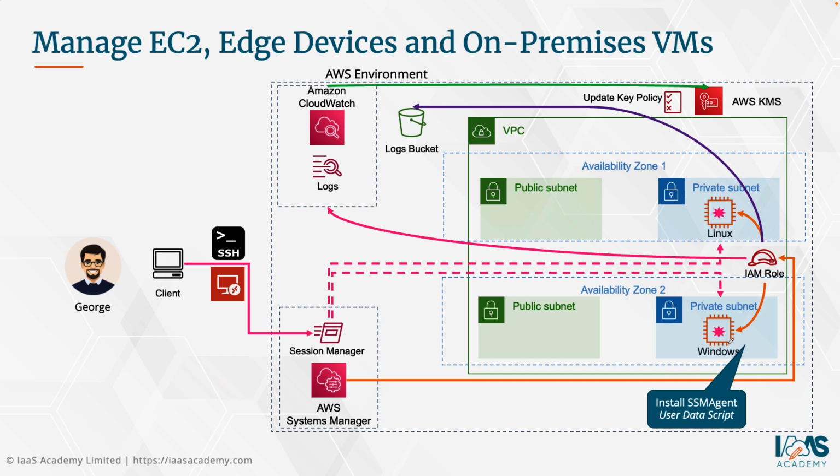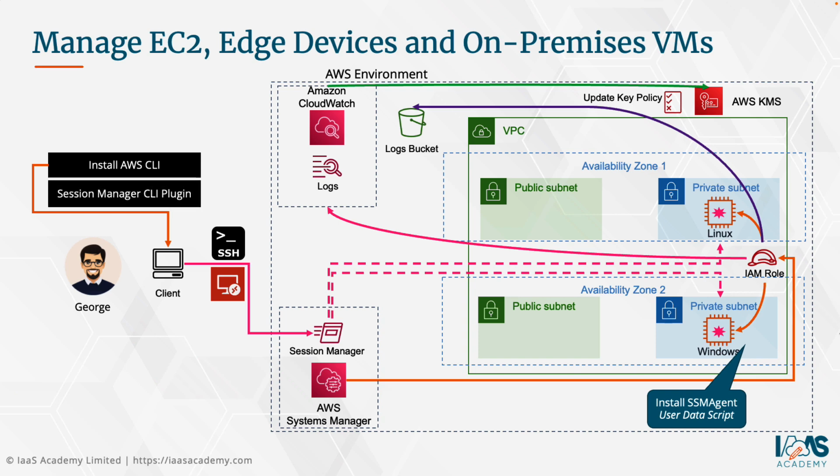Now, on your local machine, you will need to install a couple of tools in order for this all to work. The first one is you'll need to install the AWS CLI on your client machine. That can be for your Windows machine or your Linux machines or your Mac machines. You also need to install the AWS Session Manager CLI plugin onto your client machine as well.